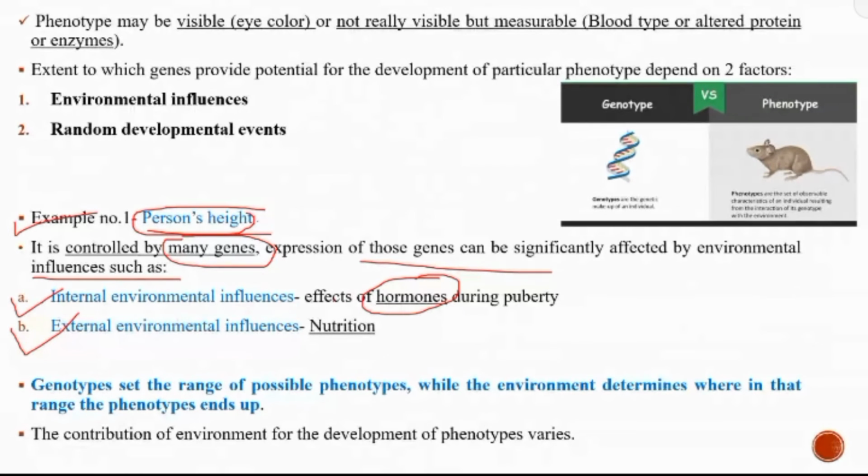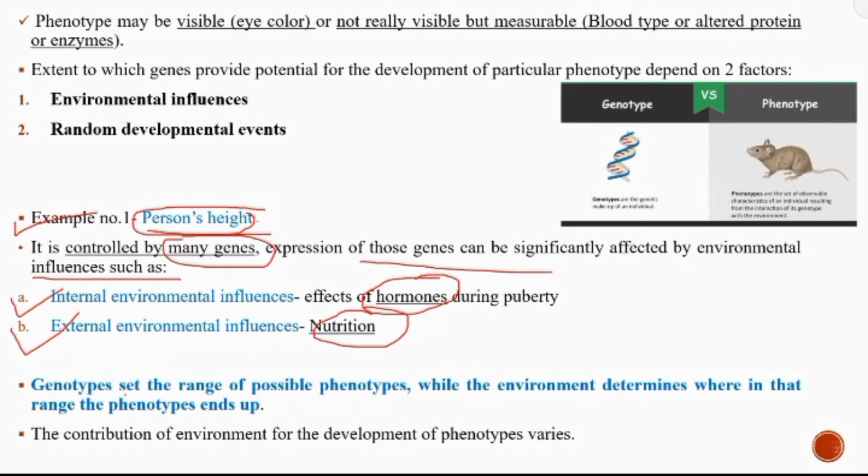Internal influences mean the internal body environment, for example the hormones produced during puberty. External environmental influences mean nutrition. If the person is not getting proper nutrition, height will be affected because he is not getting all the nutrients required by his body. That will also affect the person's health.